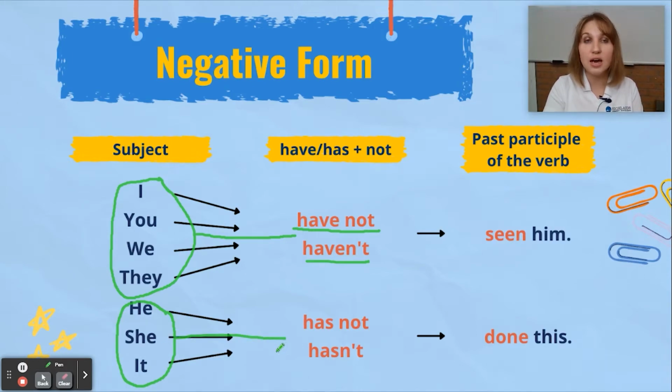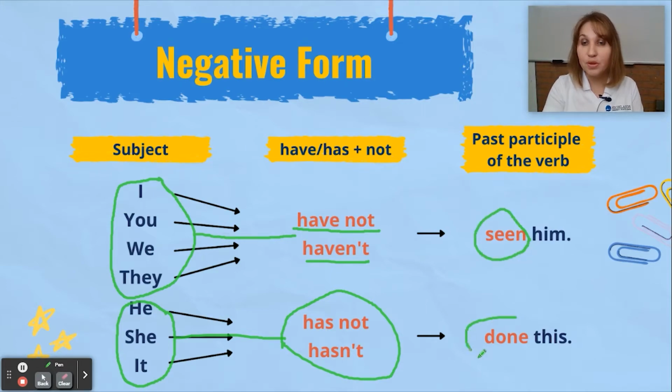However, when we are talking about he, she, or it, we are going to use the additional verb has and, of course, the negative particle not. Has not, hasn't. He hasn't done this. She hasn't done this. It hasn't done this. And of course, remember that the third form of the verb is always used here because we are talking about the present perfect.